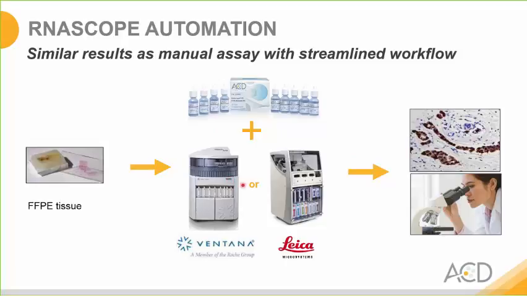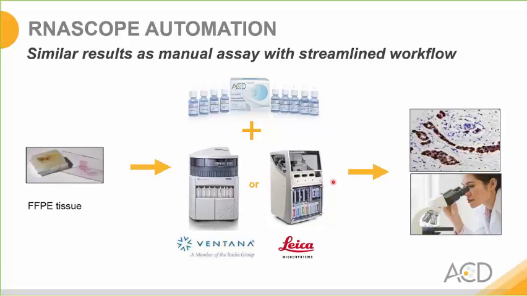Presently, automation is only available on the Ventana Discovery, as well as the Leica Bond RX, both research instruments from these companies. But in early 2016, select RNAscope assays will be available on Leica's clinical platform, which is known as the Bond 3, for use in clinical labs as laboratory-developed tests.